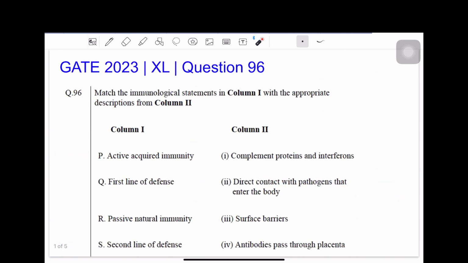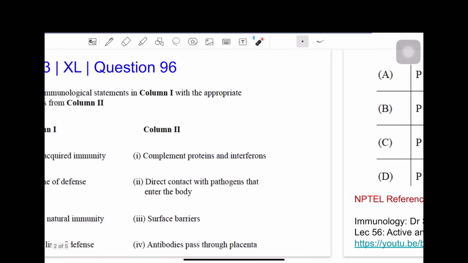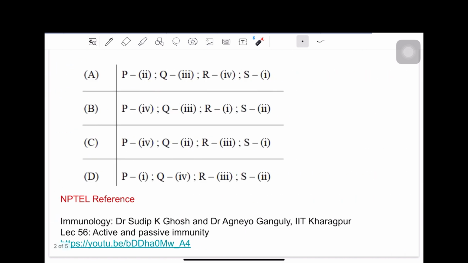P is 2. Active acquired immunity is direct contact with the pathogens. First line of defense are the surface barriers. Passive natural immunity are the antibodies that pass through the placenta. And the second line of defense are the complement proteins and the interferons. So, our correct option here is A.